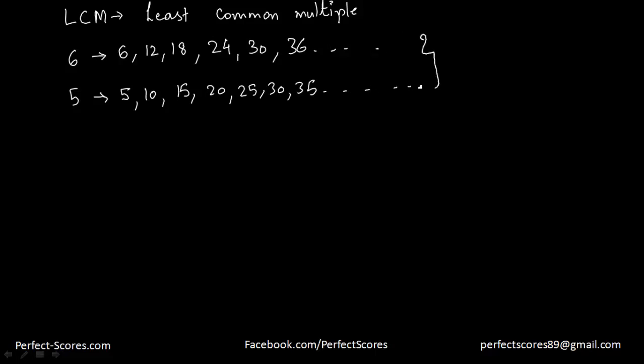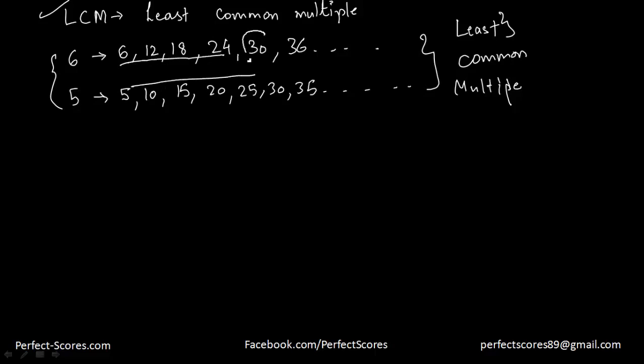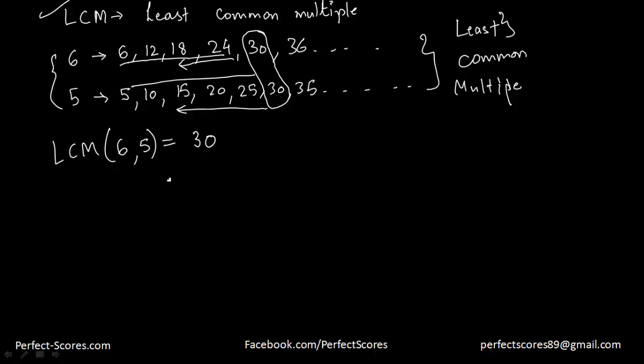Now I'm going to break this into three parts. I have to find a multiple which is common to both the numbers, and it's the least. So I have to find the first multiple which is common to both. You can clearly see that 30 is common to both, and there is no number before 30 which is common to both. Which means the least common multiple of 6 and 5 is equal to 30. That is what you mean by the least common multiple: the multiple which is common and is the least.